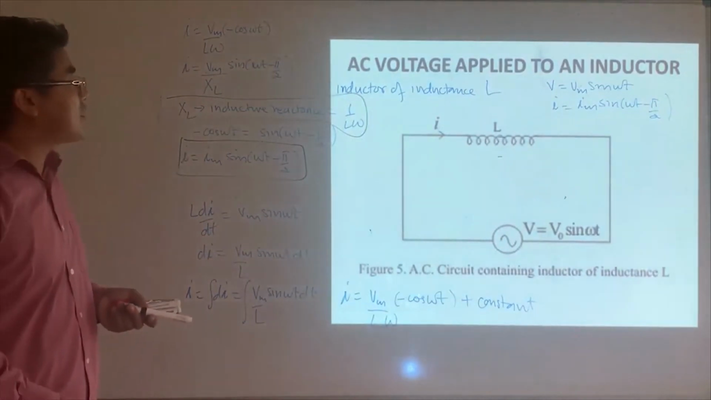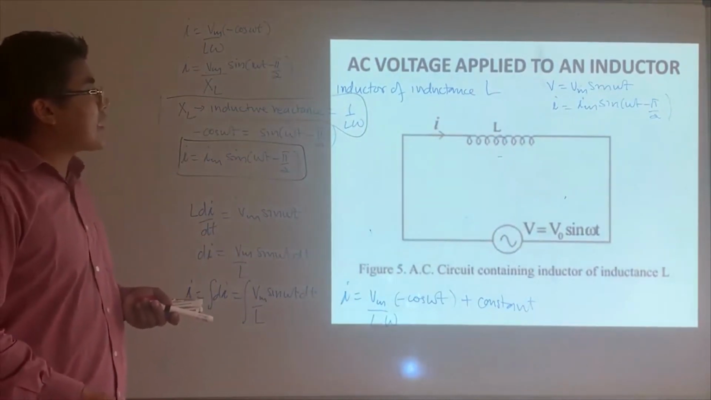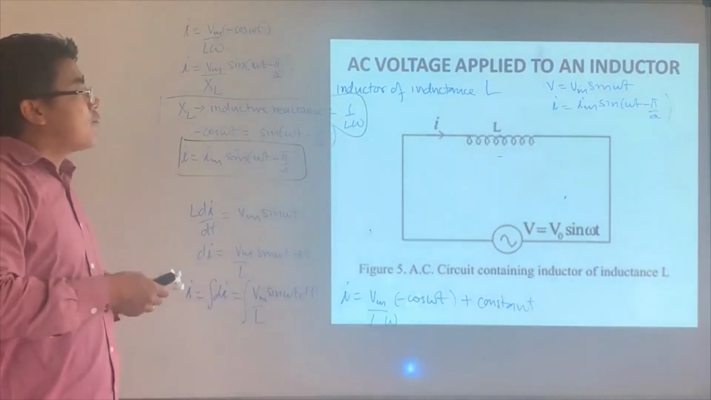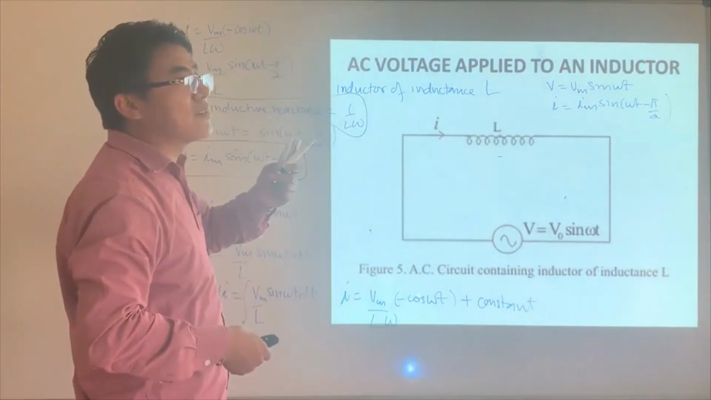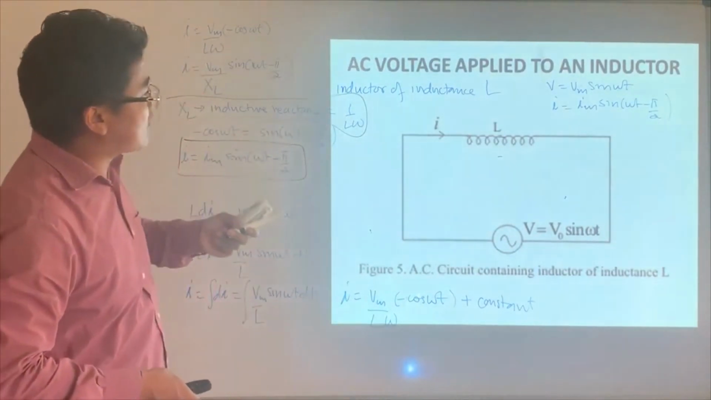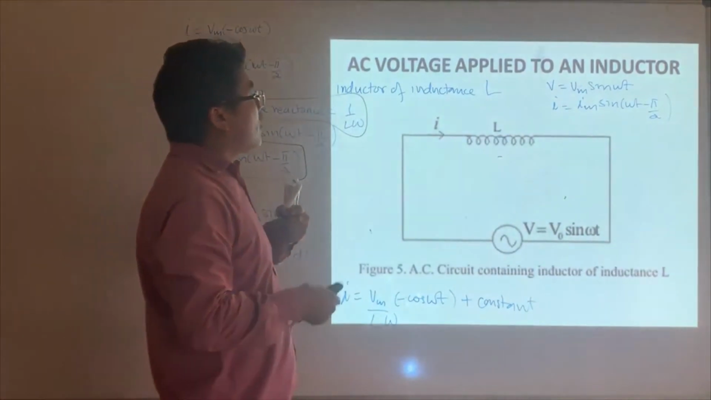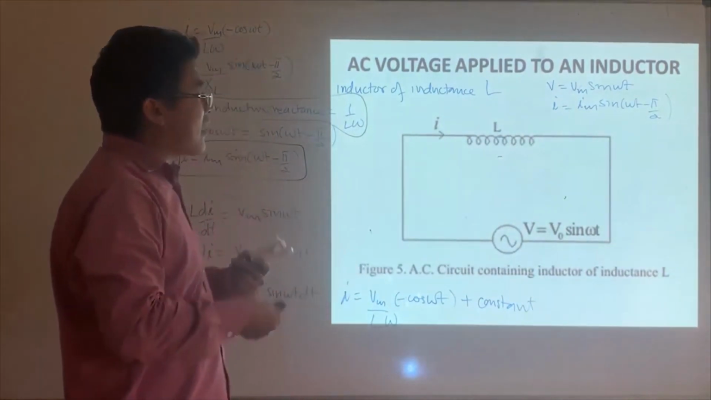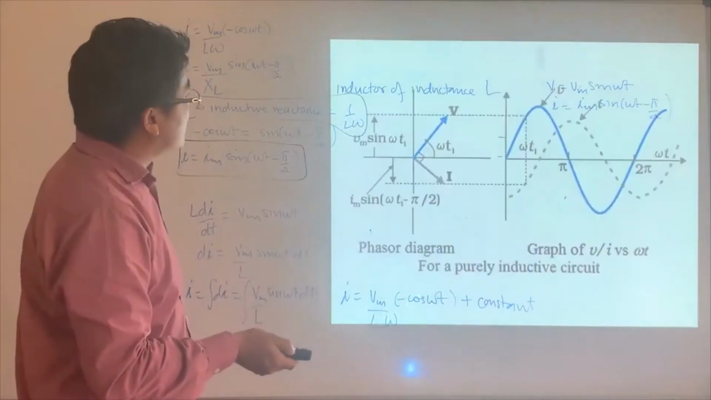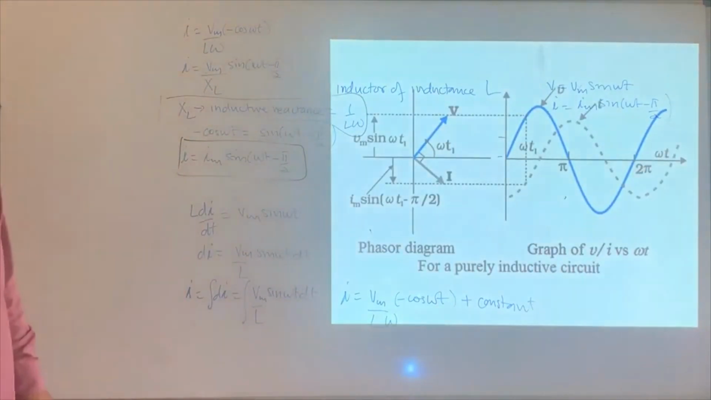So unlike pure resistors, the voltage and current don't go together. If one is maximum, the other is zero. So why? Because the voltage is ahead of current; current is behind voltage. This is what we have.